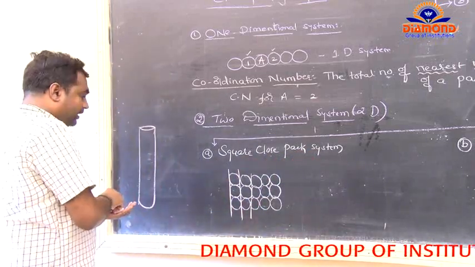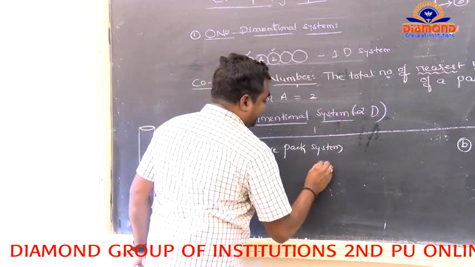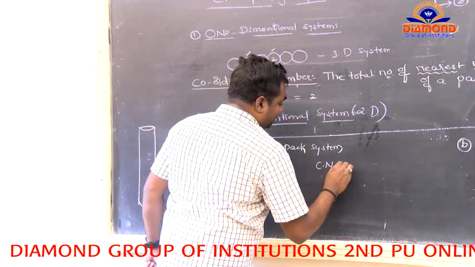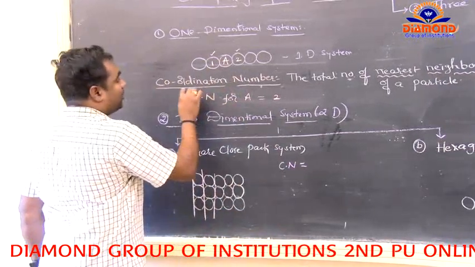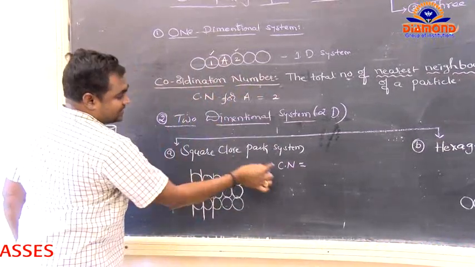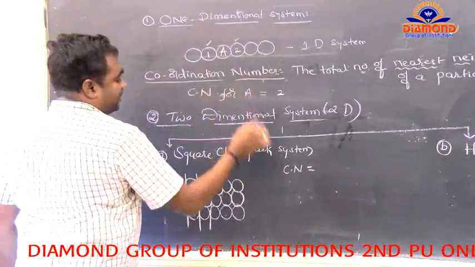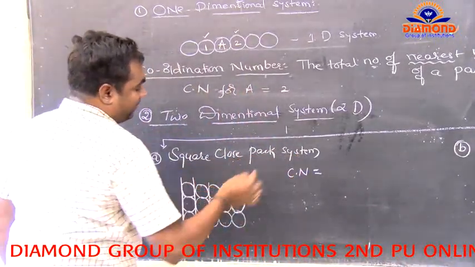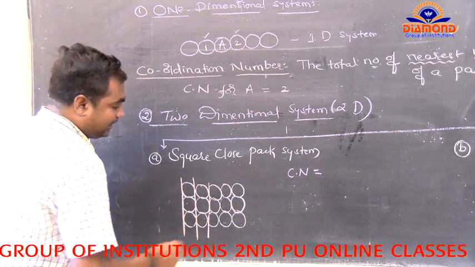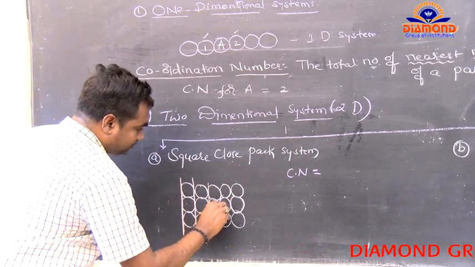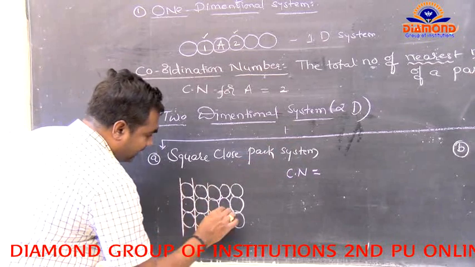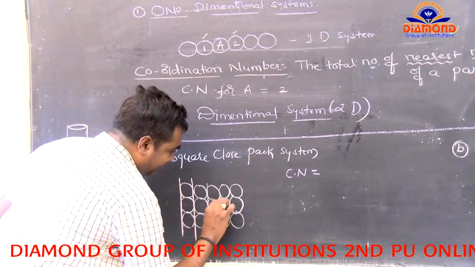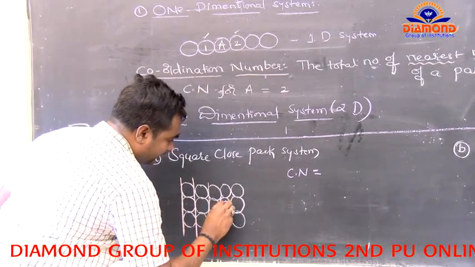Now, what is the coordination number here? CN means the coordination number. So the coordination number for the sphere close pack system is how much? We have to just write it. Suppose we choose this atom. Here is the atom.